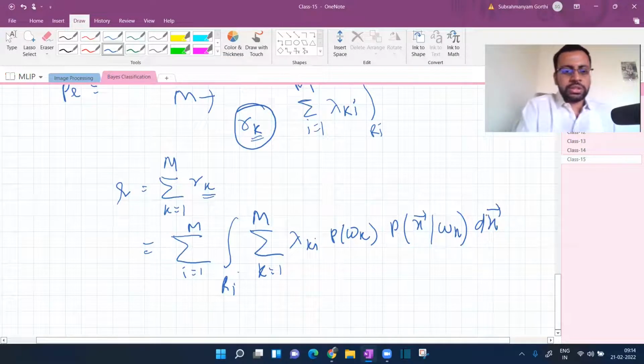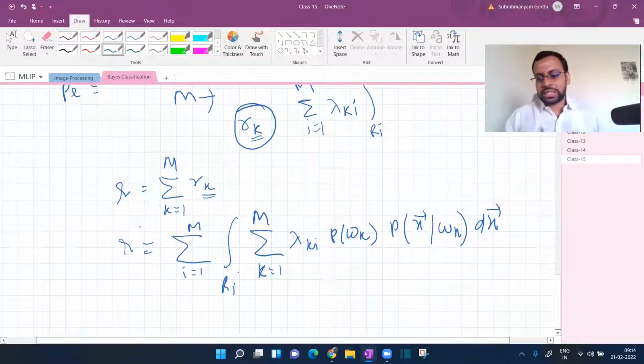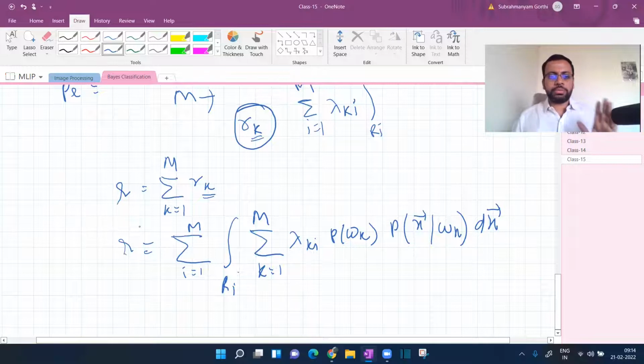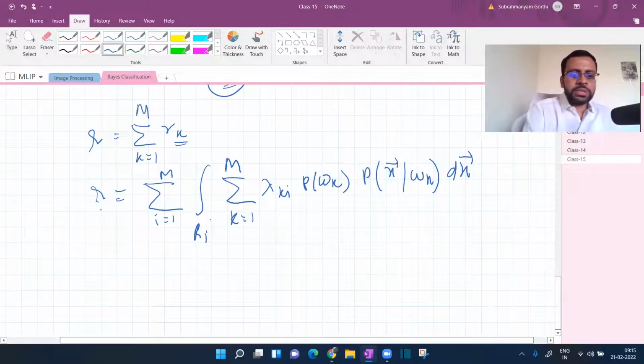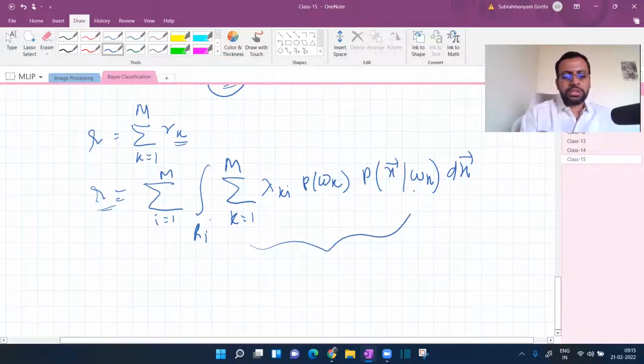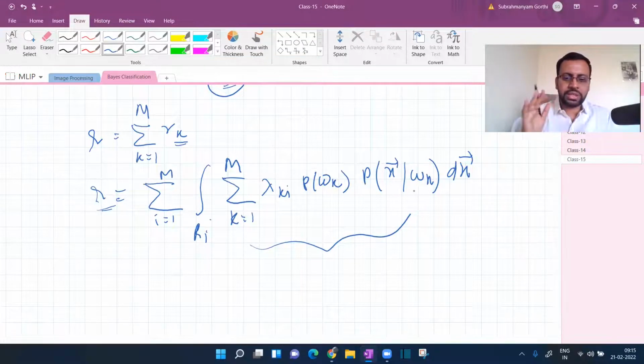This is what we did in the last class. This is the point up to which we have done in the previous class. Minimizing this would be equivalent to minimizing each of these integrals, because anyway that's a linear one. You want to minimize each of those integrals.